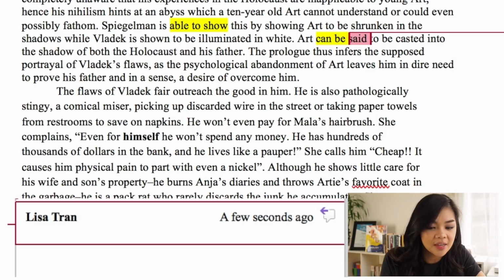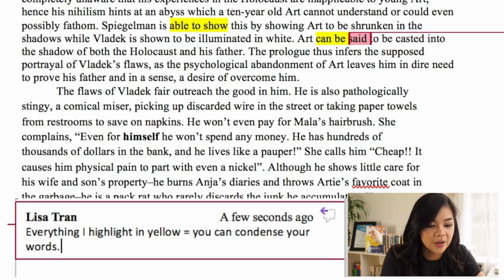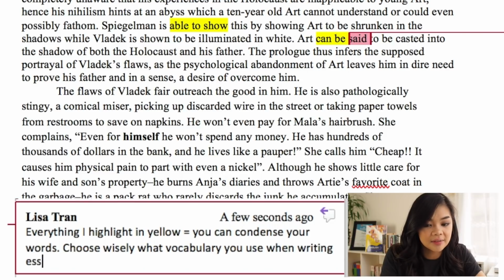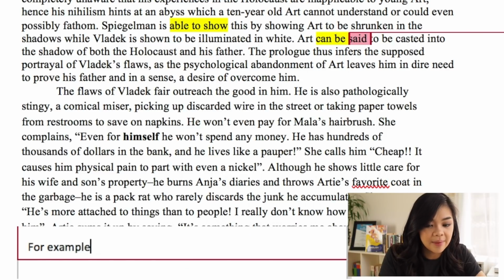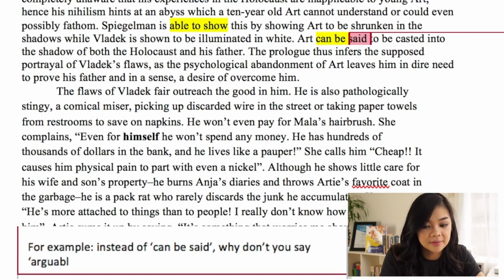So everything that I write in, I highlight in yellow. You can condense your words. Choose wisely what vocabulary you use when writing essays. For example, instead of "can be said," why don't you say "arguably"?